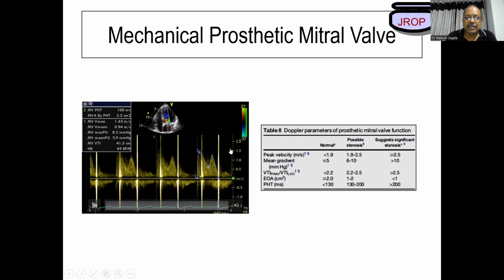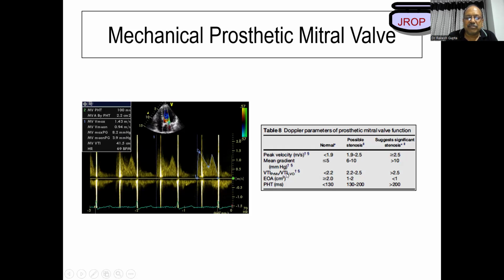1.43. Then we take the mean gradient. It should be less than 5 in a normal subject. So our mean gradient is how much? 3.9. Then we take the pressure half time. Our pressure half time over here is 100 milliseconds, and the normal pressure half time is less than 130 milliseconds.